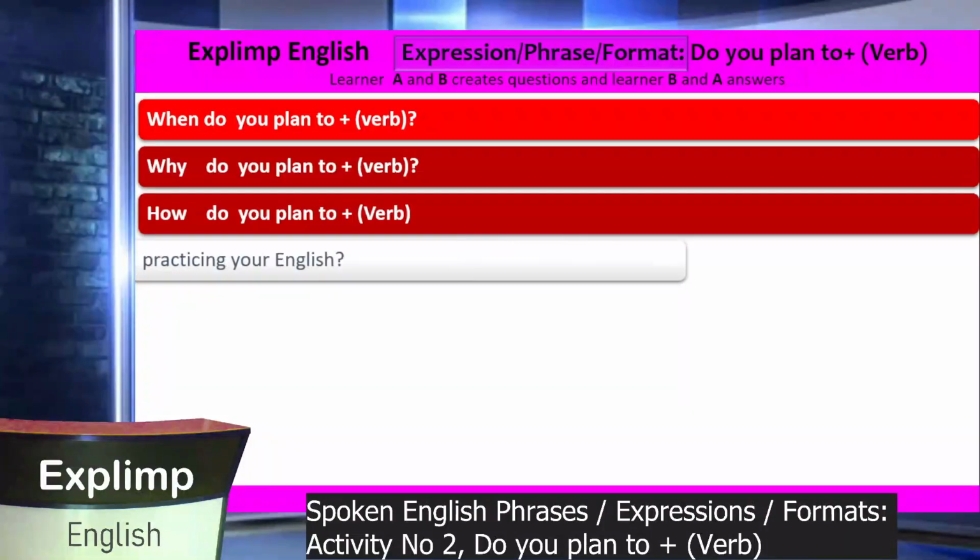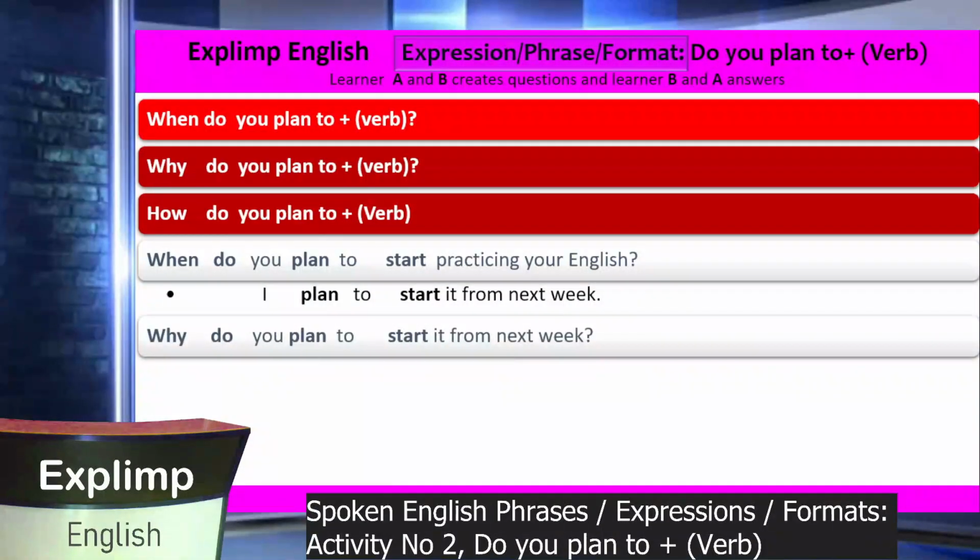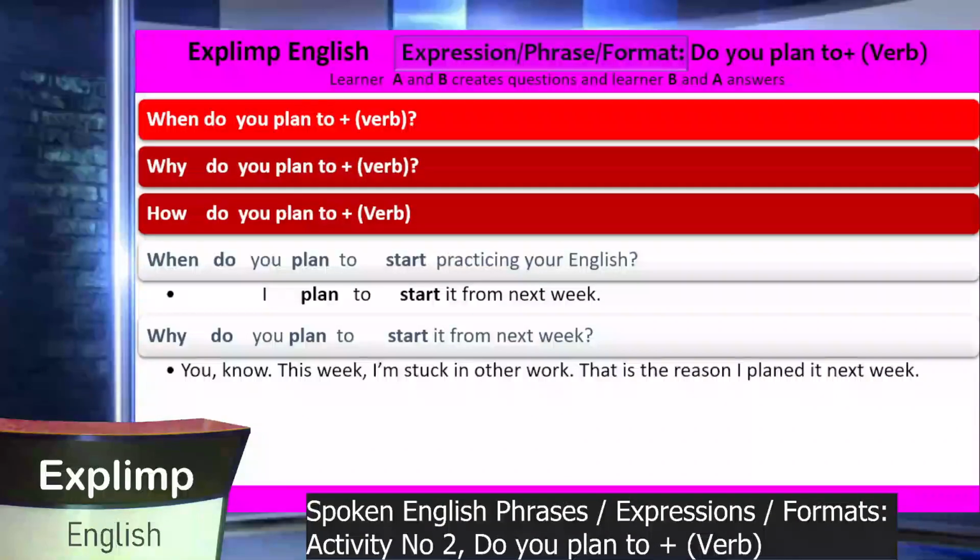The first question is, when do you plan to start practicing your English? The answer could be, I plan to start it from next week. Okay, now why do you plan to start it from next week? Well, this week I'm stuck in other work. That is the reason I plan to start it from next week, or I planned it for next week.